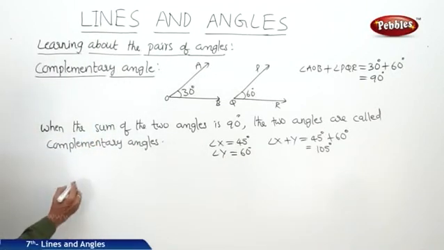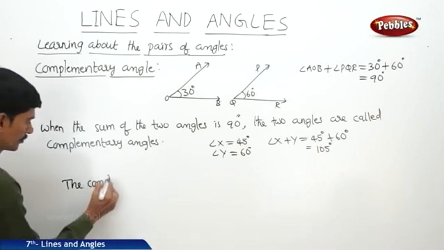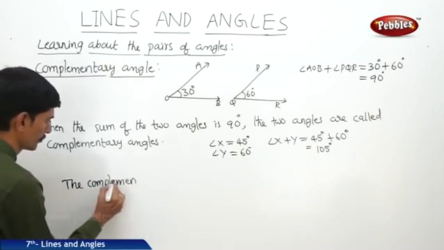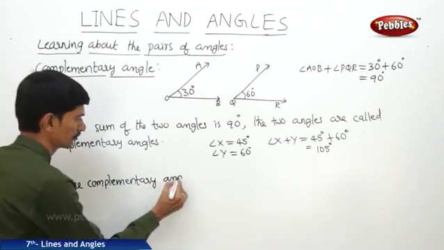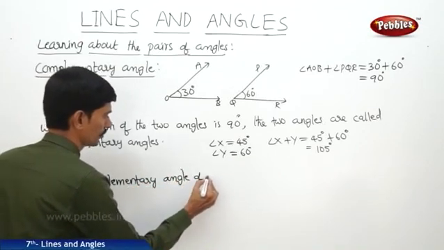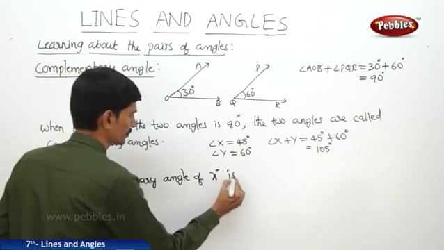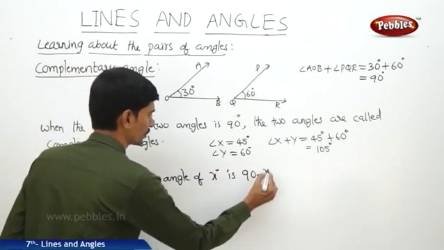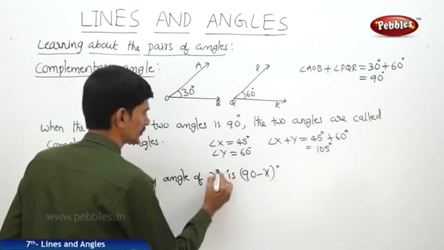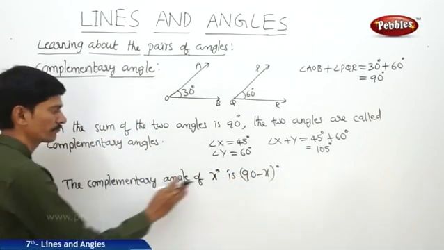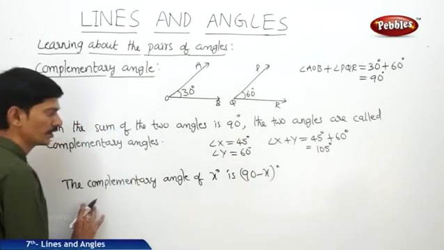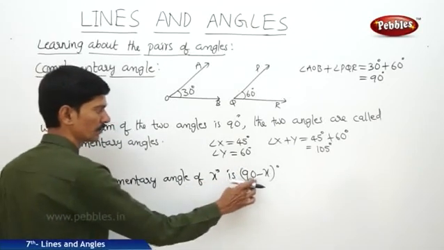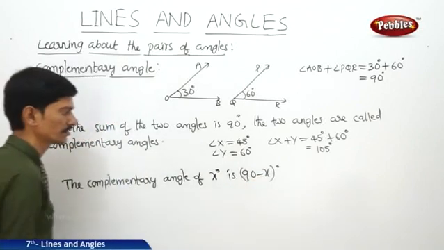And if you know one angle in a pair of complementary angles, then what is the other angle? The complementary angle of X degrees is 90 minus X degrees. So the complementary angle of 30 degrees is 90 minus 30, that is 60 degrees. The complementary angle of 10 degrees is 90 minus 10 degrees, that is 80 degrees.